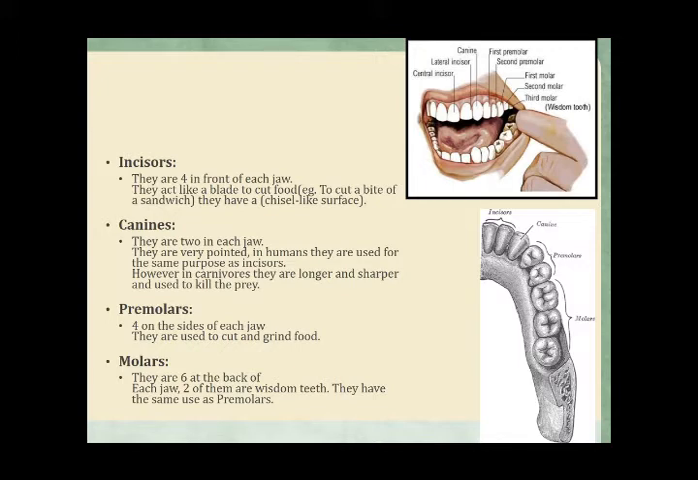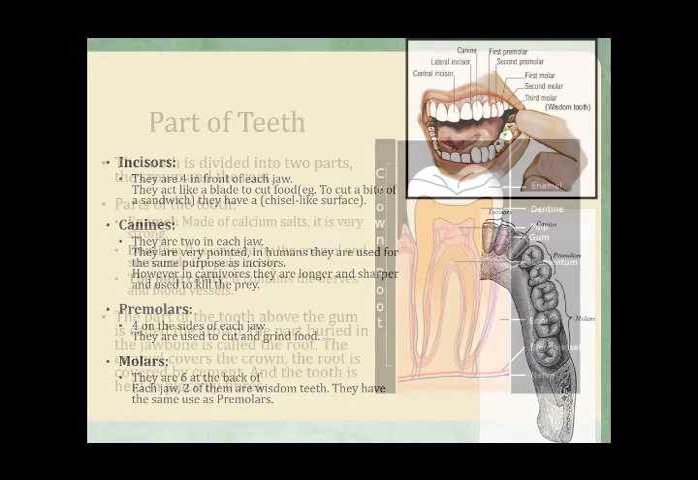Premolars, you have 4 on each side of each jaw. They are used to cut and grind food. Molars, you have 6 at the back of each jaw. In total, they have the same use as premolars.